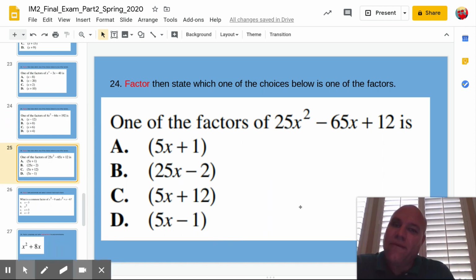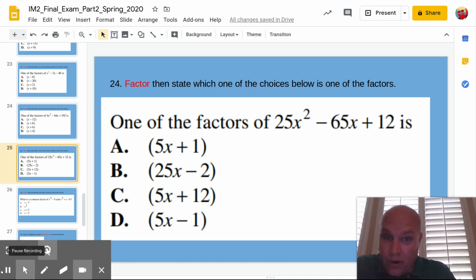Question 24. Ooh, this one's a beast. So you're going to factor 25x squared minus 65x plus 12. I don't think there's going to be a GCF on this one, but this is definitely going to be a diamond plus a generic rectangle for you. And you're going to be dealing with some big numbers, but pull out your calculator. You should be able to handle this. Again, this is just one of the factors, not both of them, or three of them, whatever the situation is.